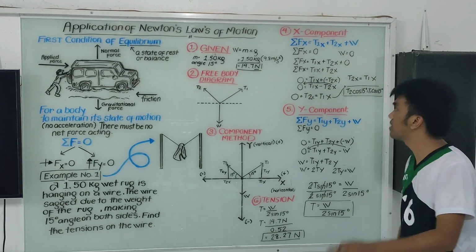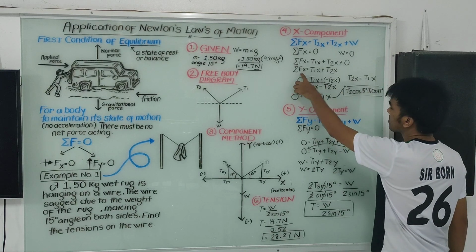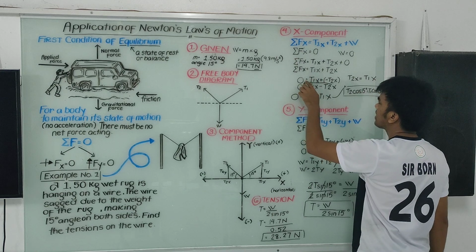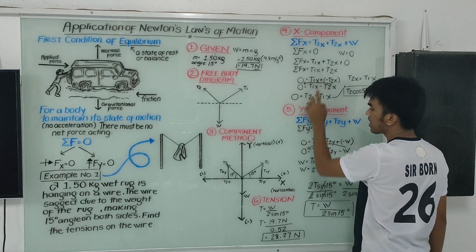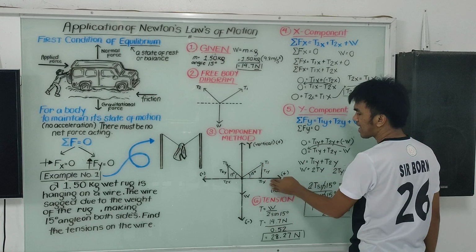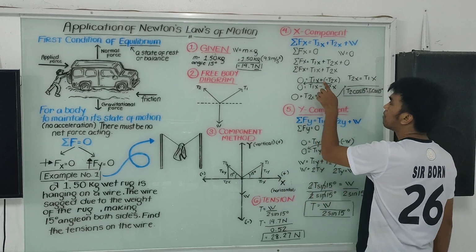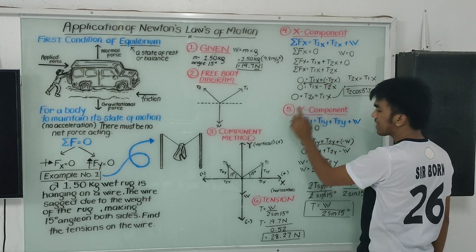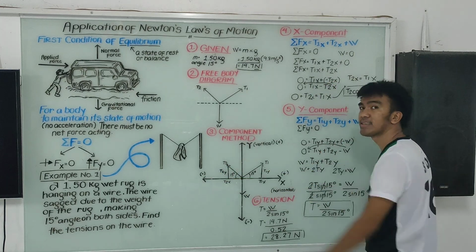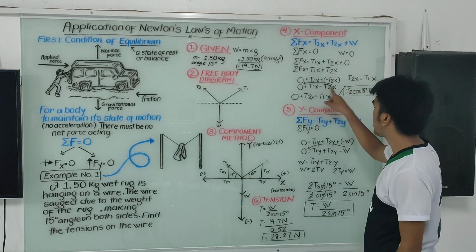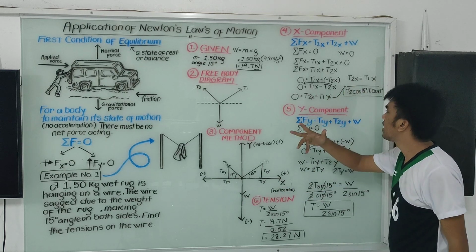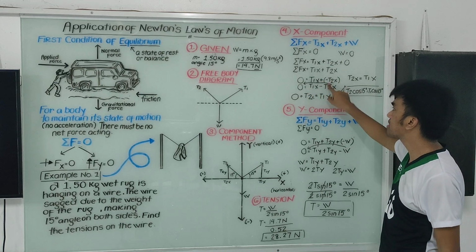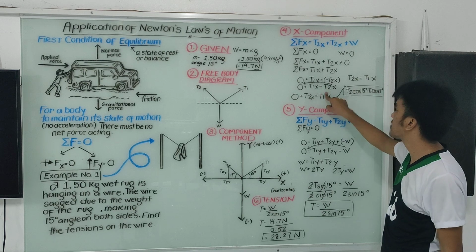And then substitute the value. So here summation Fx is 0, that's what was written earlier. And then it is equal to T1x, positive T1x because T1x is on this side and x here is positive, plus T2x. T2x becomes negative because T2x here is negative, x here is negative. And then simplify. 0 is equal to T1x minus, because positive times negative is negative, so it's minus T2x.